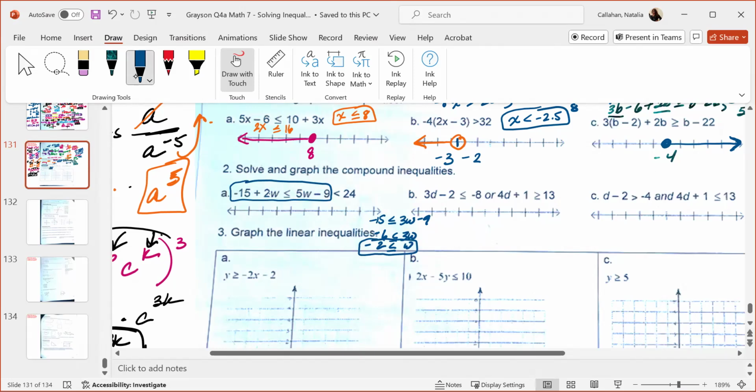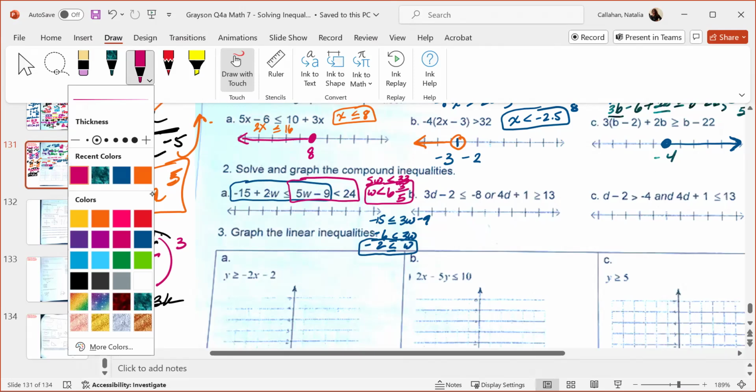Second answer. Add the 9 on both sides. 5w is less than 33. Those are really terrible numbers. Divided by 5, you get 33 over 5, correct? But then when I rewrite it, I'm going to have a 5 on the bottom. 5 times 6 and 3/5, correct? Now graph these two.